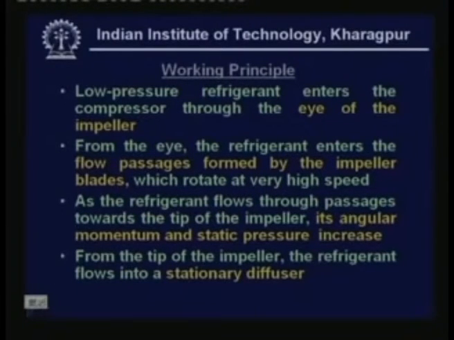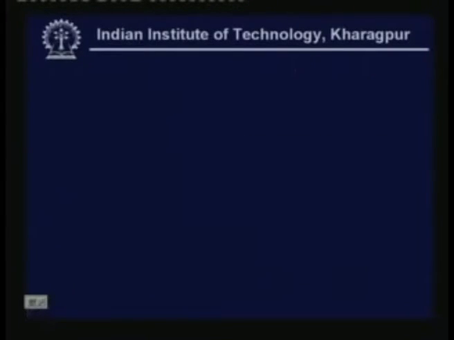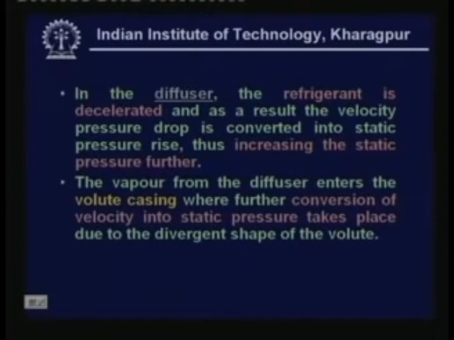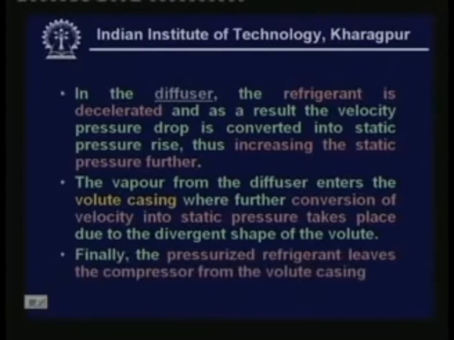From the tip of the impeller, the refrigerant flows into a stationary diffuser. In the diffuser, the refrigerant is decelerated, and as a result the velocity pressure drop is converted into static pressure rise, thus increasing the static pressure further. The vapor from the diffuser enters the volute casing, where further conversion of velocity into static pressure takes place due to the divergent shape of the volute. Finally, the pressurized refrigerant leaves the compressor from the volute casing. So this is the working principle of a centrifugal compressor. This is different from your positive displacement type of compressor, which are unsteady flow devices.